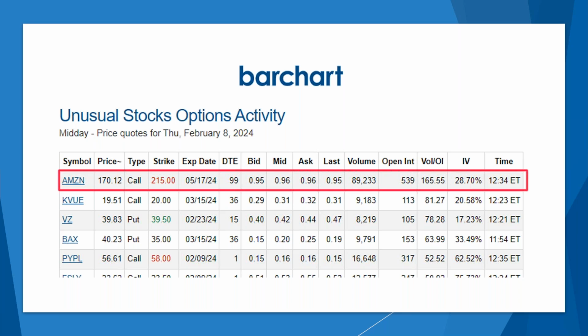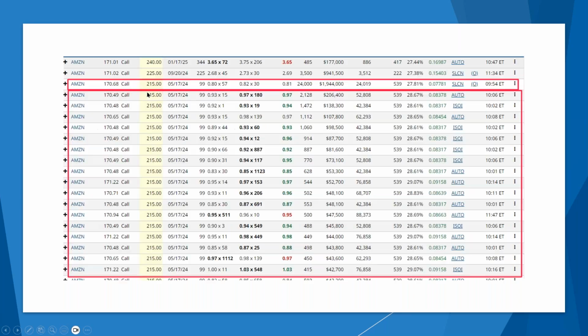But notice, again, our volume versus our open interest. 89,000 volume versus 500 open interest. So this is definitely a trade that we can assume is an opening of a trade. Now here's our options flow. The initial trade was a block trade, 24,000 contracts, and you can see that the price was 81 cents.